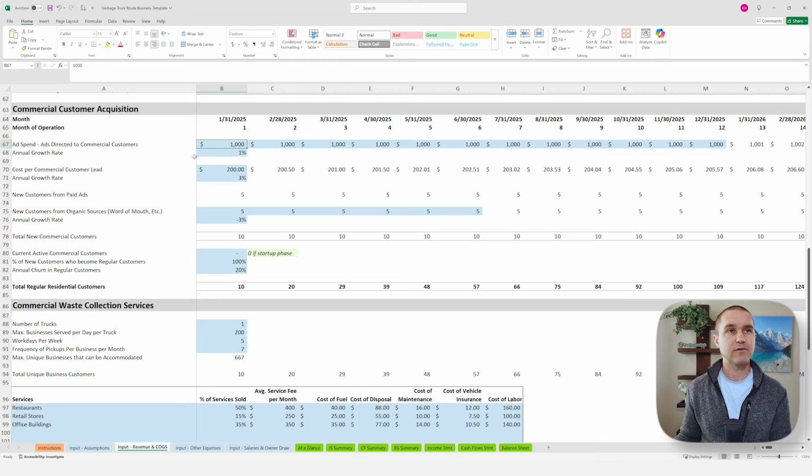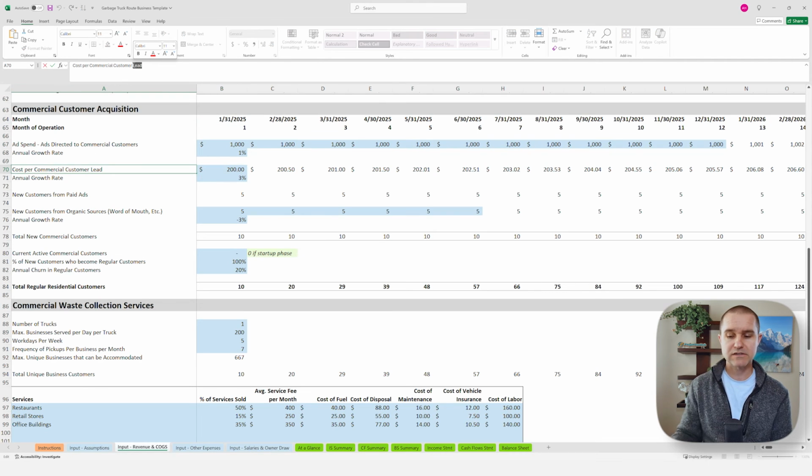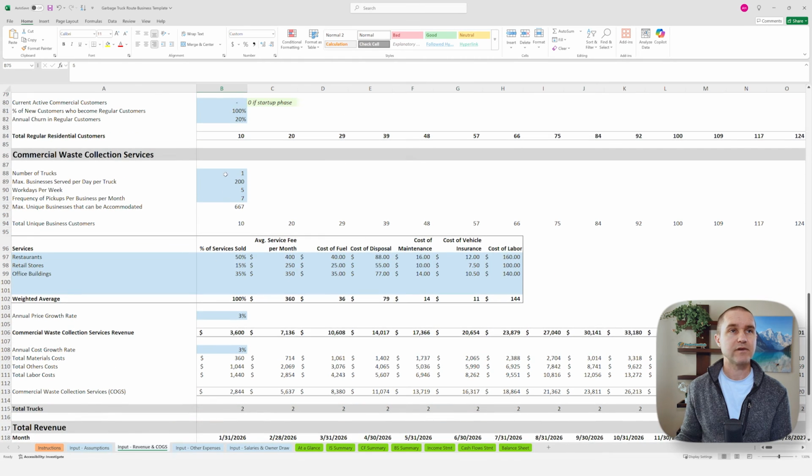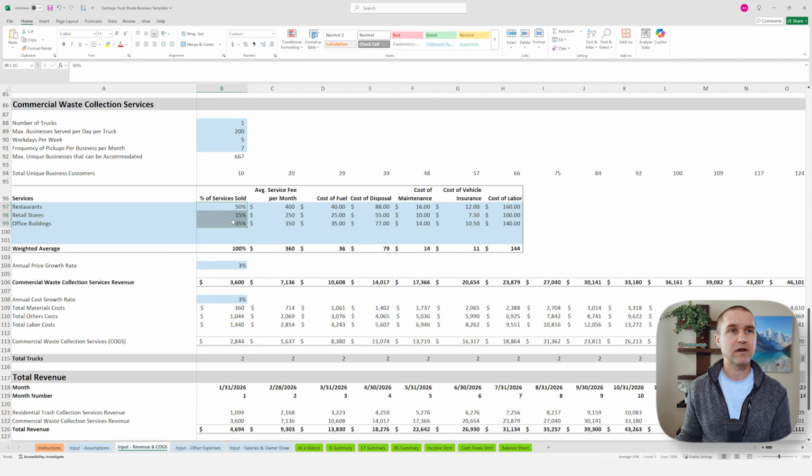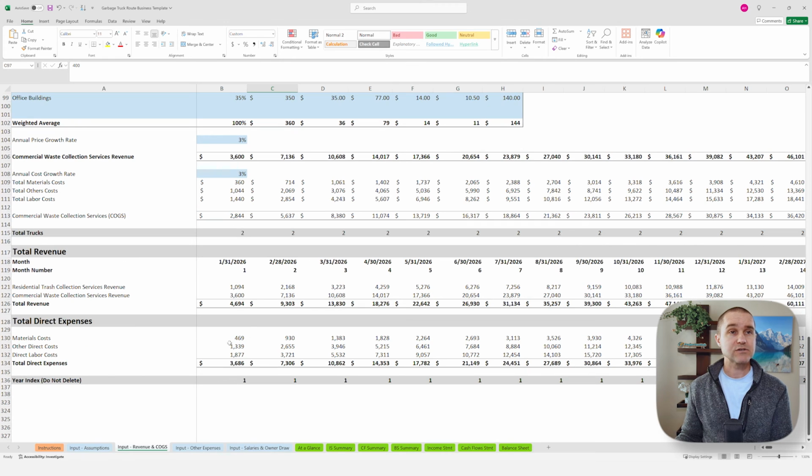So again, we have some ad spend. Let's say it costs $200 to get a commercial customer. Maybe you're getting some organic customers as well. So same exercise. We have a maximum number of businesses that can be served per day. And then here you could put in the different types of businesses that you're serving, percentage sold, average monthly fee, and so on, right? And the rest of this is just calculations.